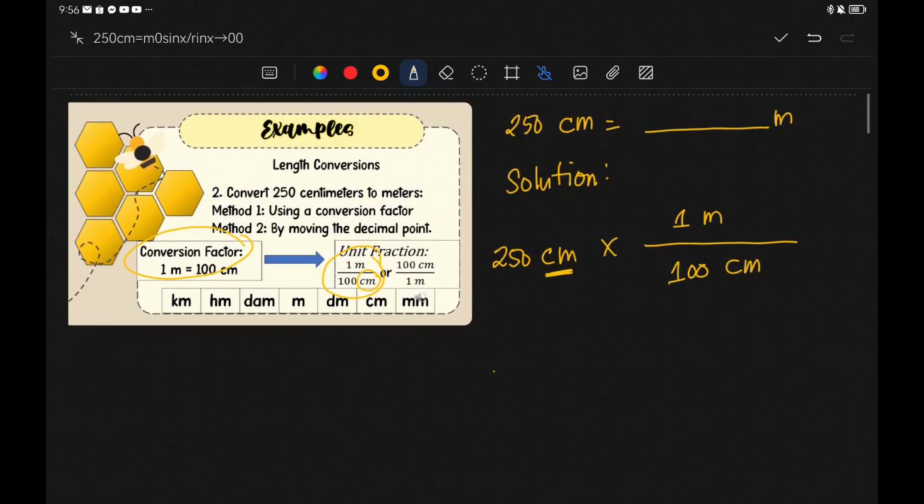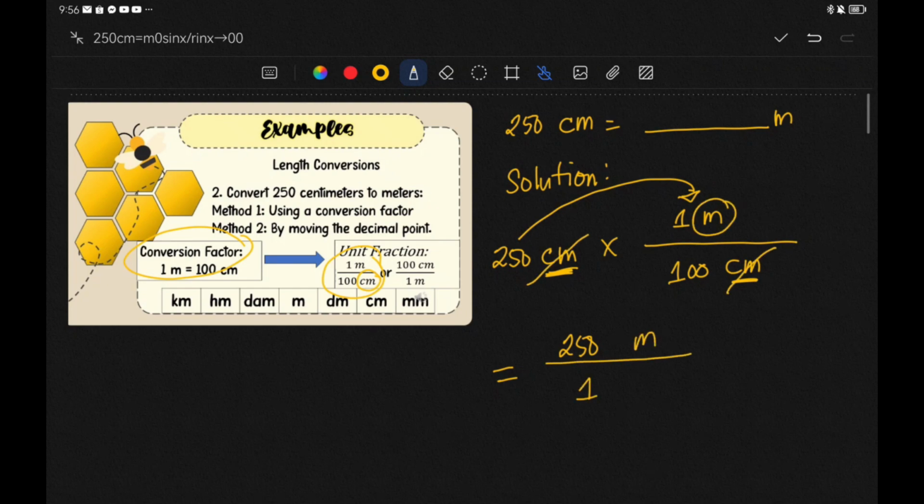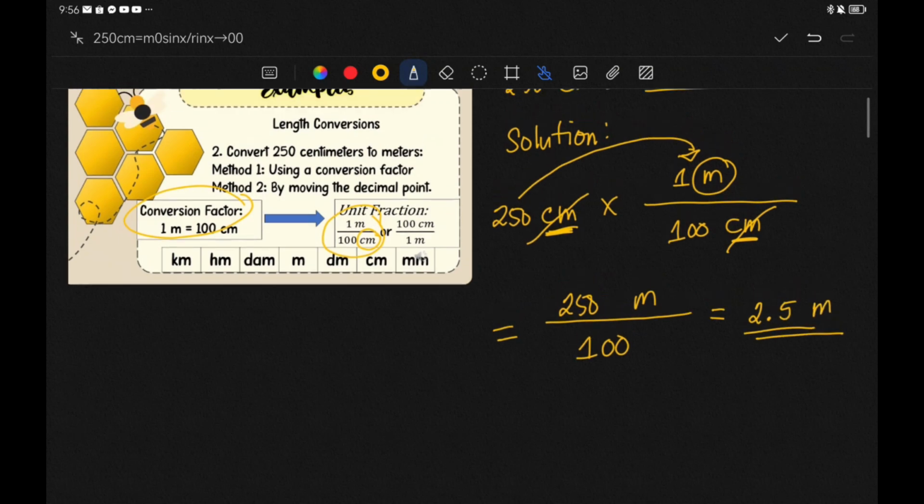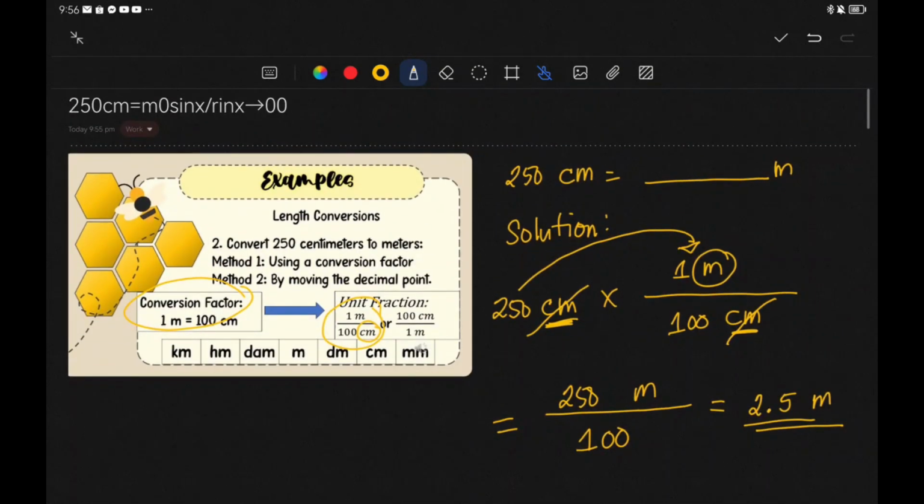Now, multiply 250 times 1, that's 250. Centimeter and centimeter, we can cancel that out. What remains is only meter over 100. Now, if you are going to divide 250 divided by 100, the answer is 2.5 meters. So, this is our answer. So, 250 centimeters is equal to 2.5 meters.